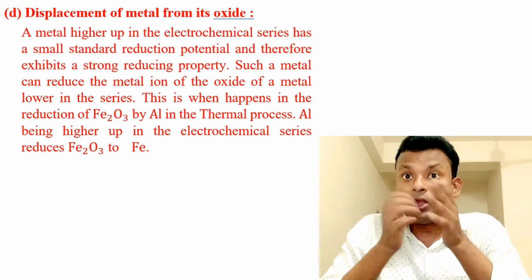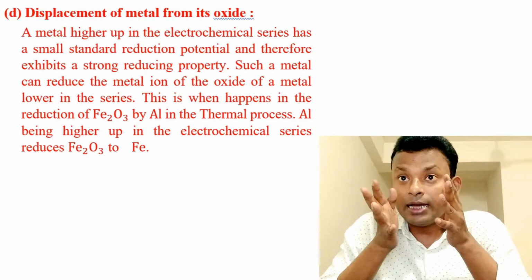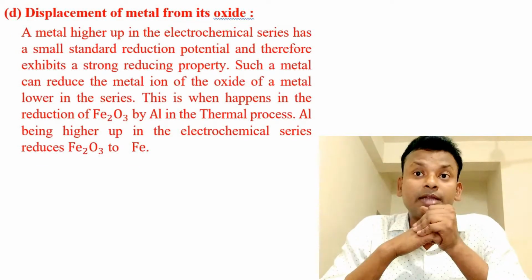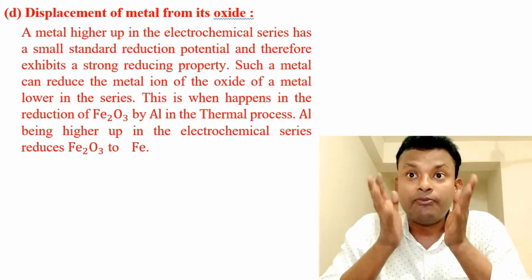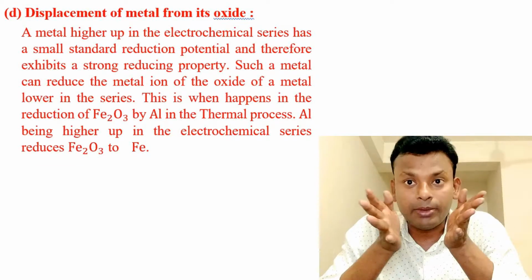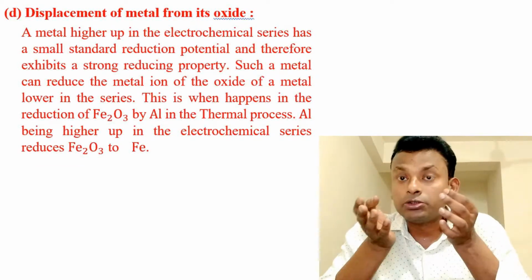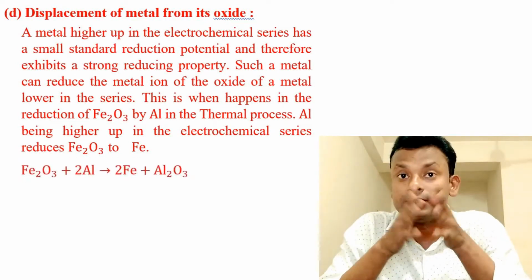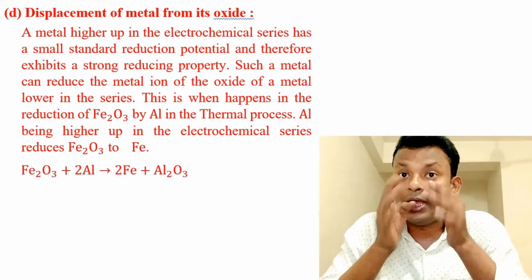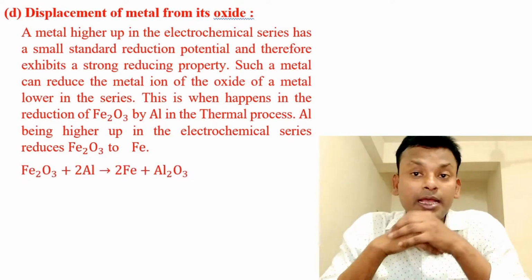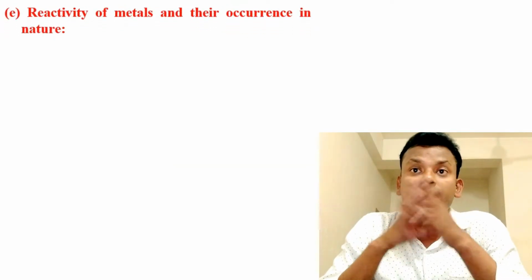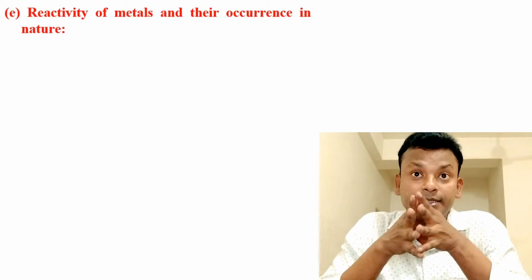This is what happens in the reduction of Fe2O3 by aluminium in the thermite process. Aluminium, being higher up in the electrochemical series, reduces Fe2O3 to Fe. The reaction is Fe2O3 + 2Al gives 2Fe + Al2O3. Point E. Reactivity of metals and their occurrence in nature.